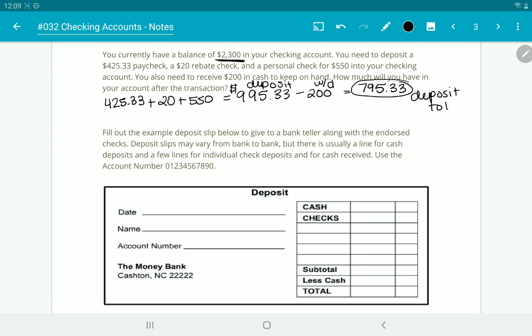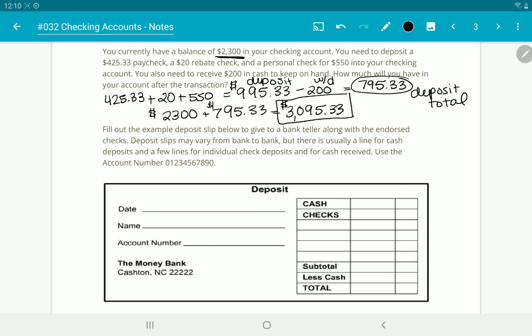So that's the total that you're depositing into the account, the total deposit. Okay, so then you take your original balance. So you have this $2,300 from up here. And then to that, we're adding this $795.33 for the total deposit. And if you add that together, you're going to get $3,095.33. So that's what you're going to end up with.